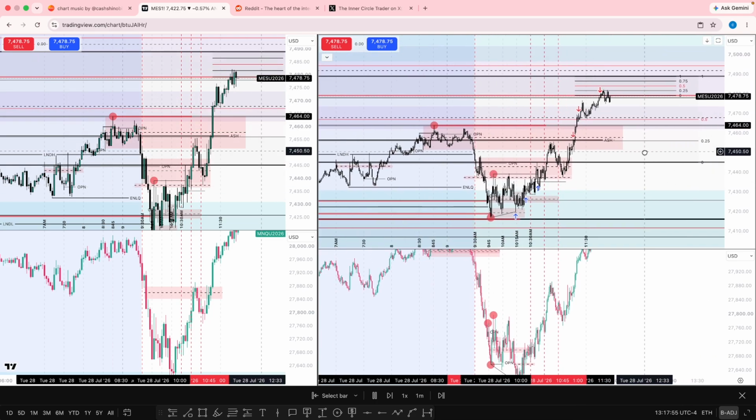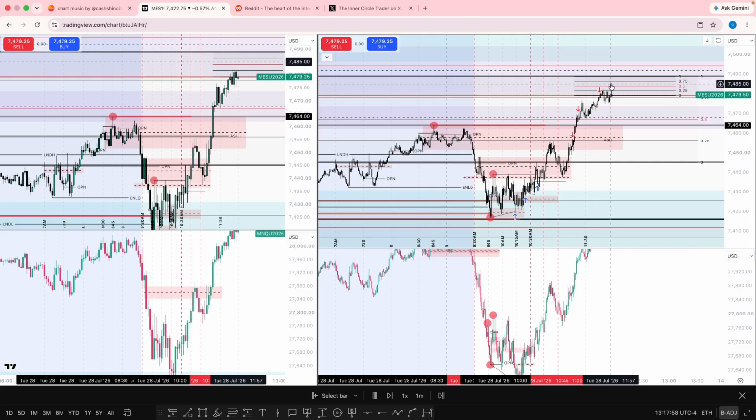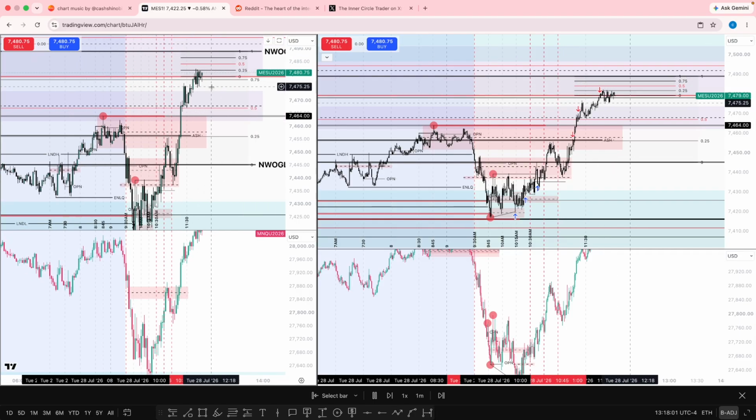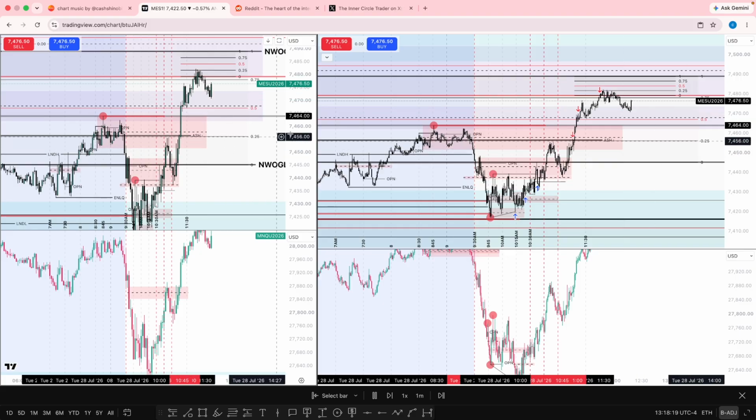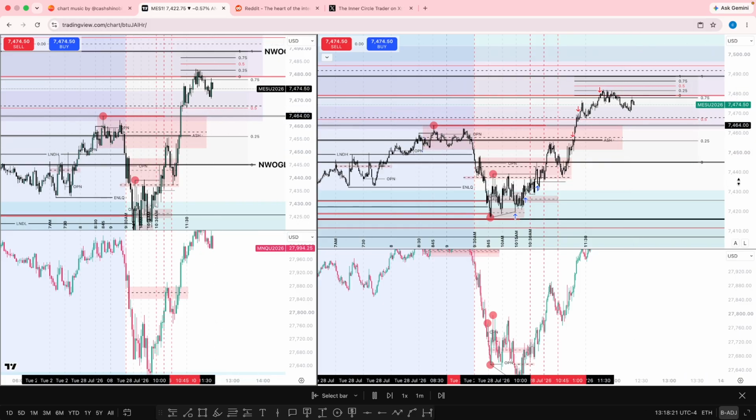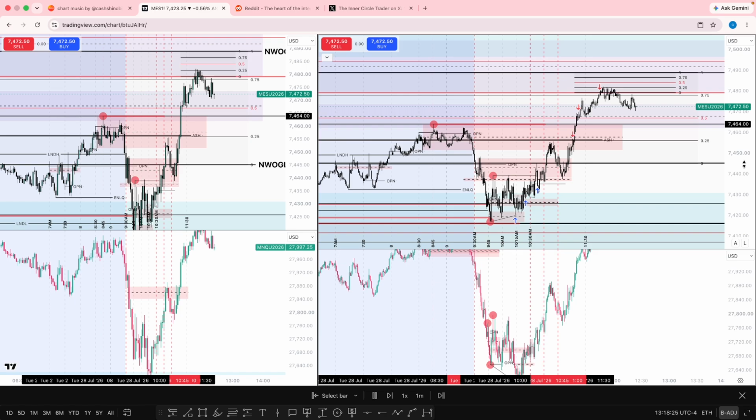Just watch it play out. And this is NWAG high, midpoint. So we're in deep premium of this gap. And now you can see price now turning. Let's study price, see how much it could go. And that's basically a trade. That's basically a buy trade for the day. And that's the market maker buy model right there played out.